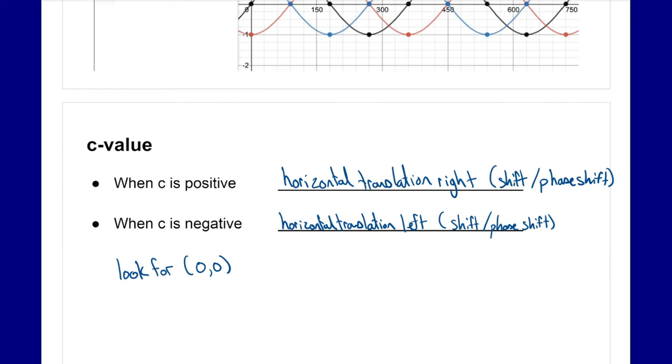Right? We want to look for 0, 0. 0, 0 is where we should be starting. If it's changed anywhere from that, then we know that there's a phase shift left or right. We could also look for the maximum and the minimum. We could say our first maximum should be at 90 and 1. So if it's shifted anywhere in terms of 90, then we know we have a phase shift.